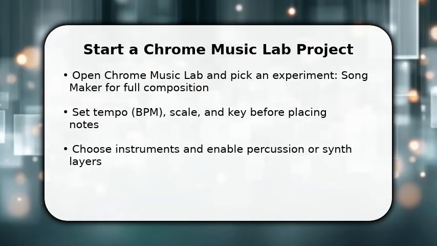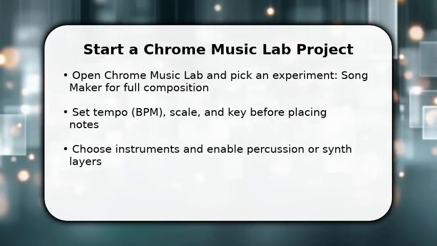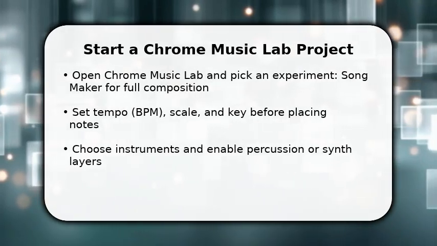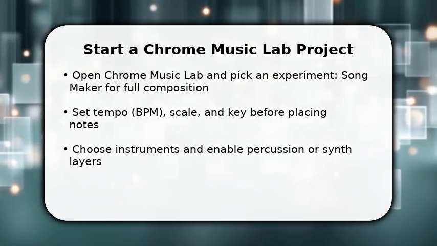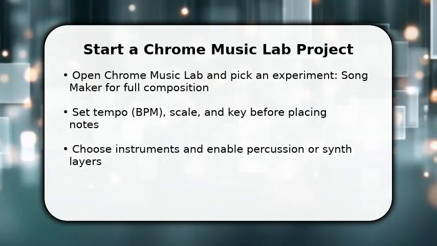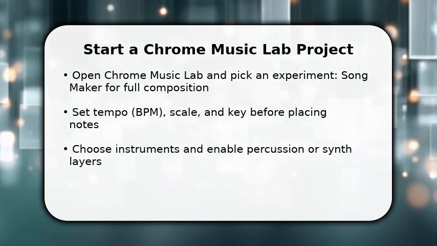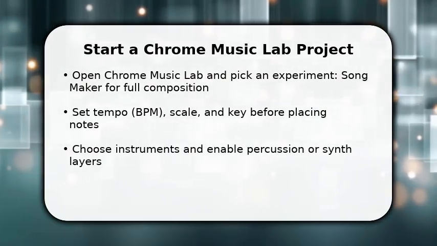You start by choosing Songmaker so you can arrange notes and beats quickly. Set tempo and scale now. This locks the musical palette so your melody fits. Choose a key to avoid accidental dissonance and pick instruments, drums for rhythm, synth for texture, because timbre defines mood.